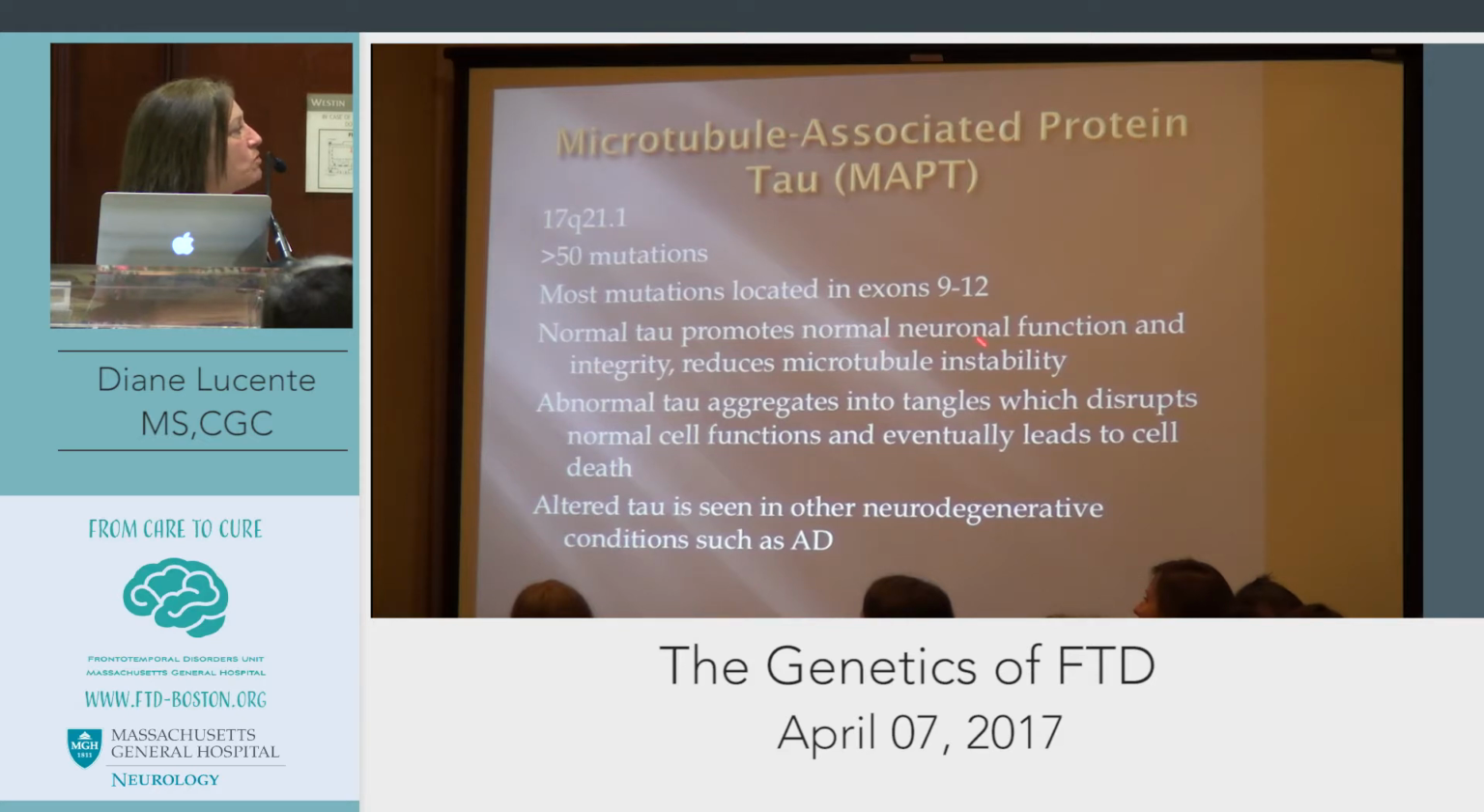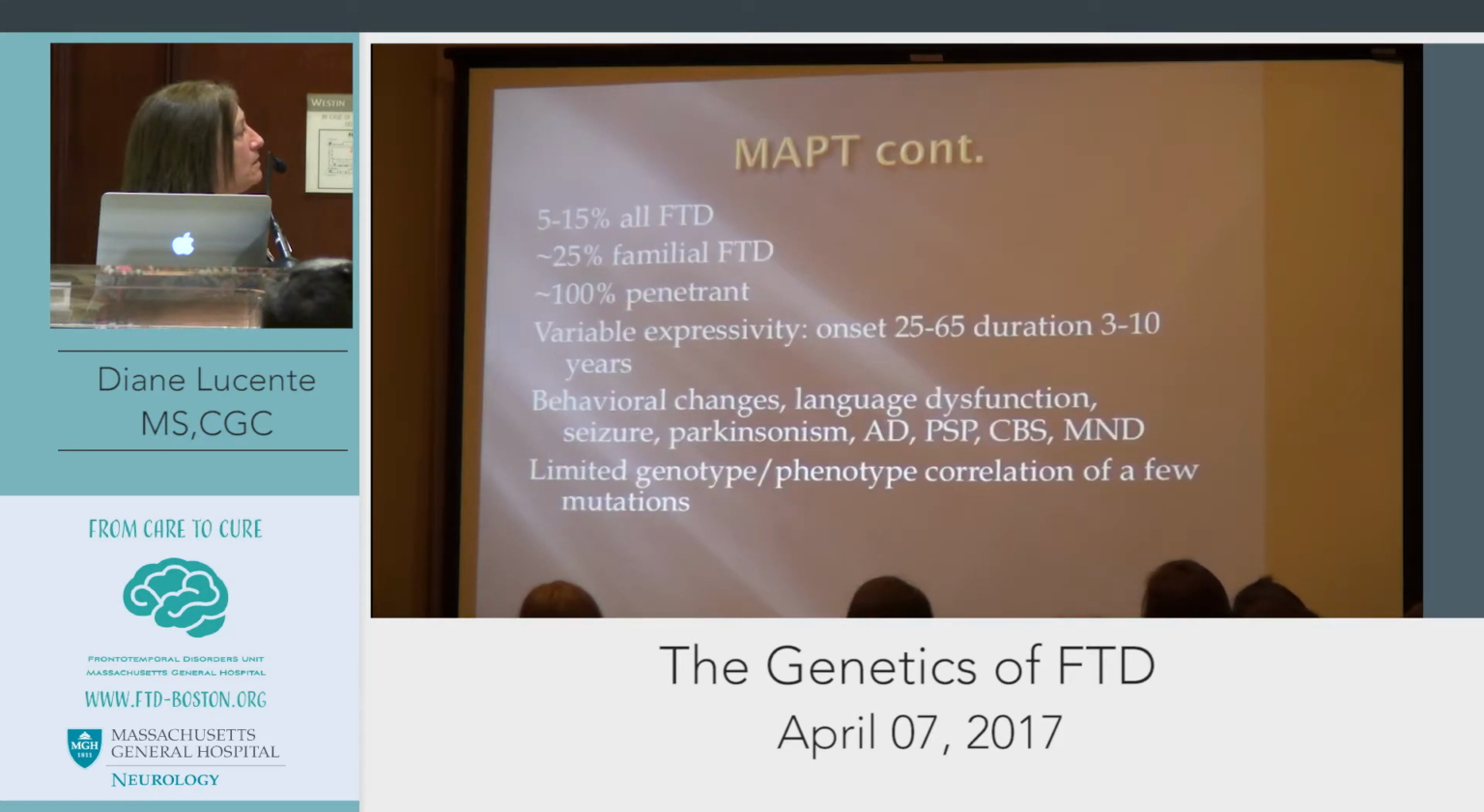We know that normal tau promotes normal neuronal function and integrity. And so when we lose it, we have these aggregates and tangles that disrupt the cell function and lead to cell death. Altered tau, as Dr. Dickerson mentioned also, is seen in other neurodegenerative conditions. It accounts, again, for a proportion of all FTD, maybe a quarter of familial. Again, if you have a change in this gene, you just about have a 100% chance for having FTD. It's variable also. See lots of behavioral changes, movement changes, and limited in what we think a person's symptoms will be when we see a change in the gene. Okay.